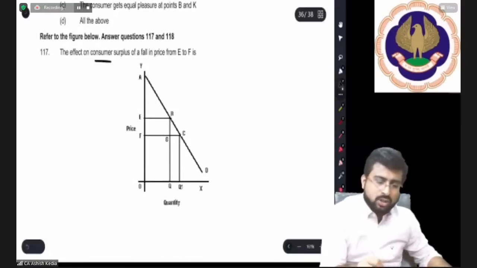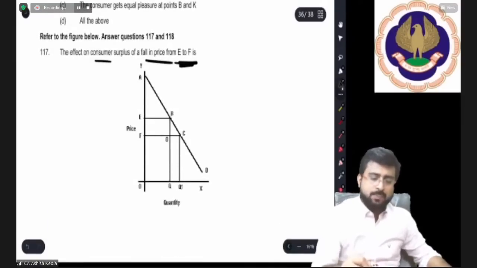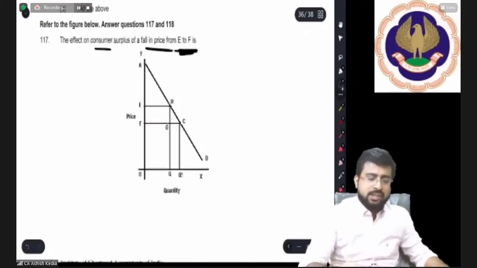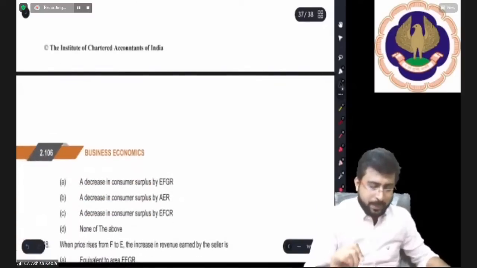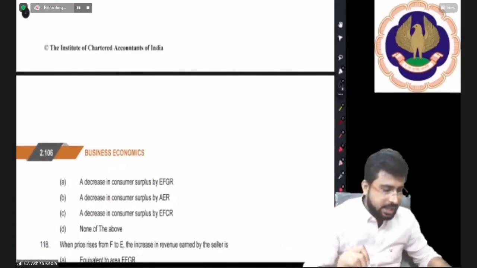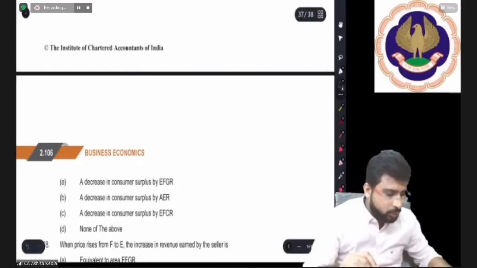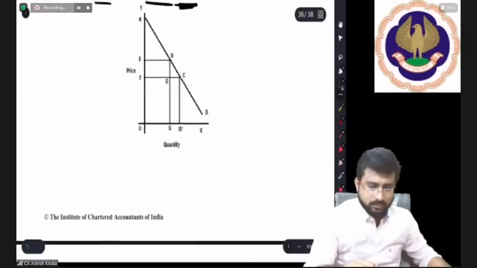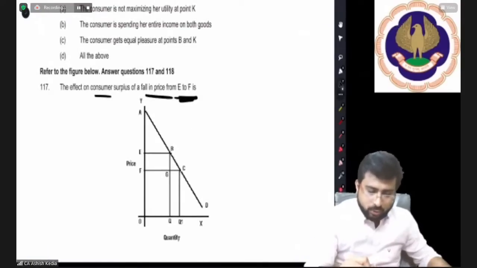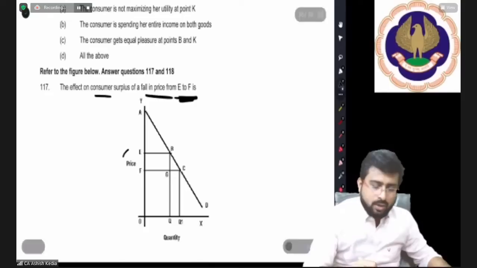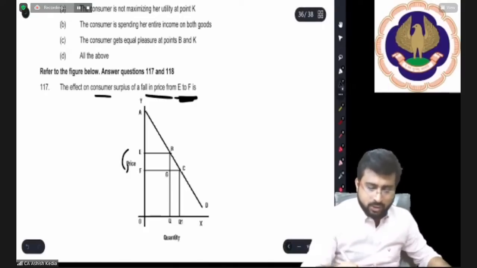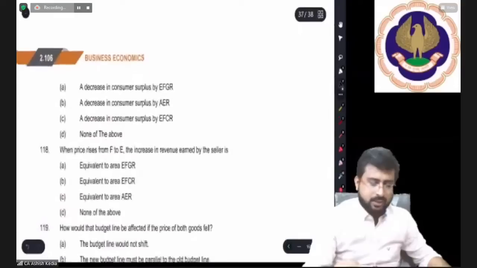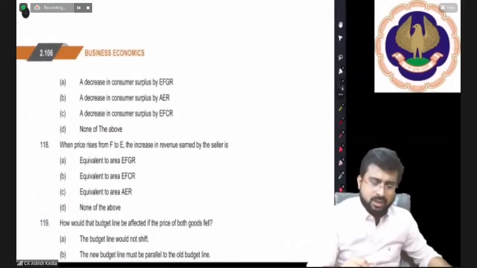The effect on consumer surplus of a fall in price from E to F. See, if price is falling, pay attention, everybody. What will be the impact is what we are judging here. Effect on consumer surplus of a fall in price from E to F. So this was demand, now this was demand. Now they're asking about a decrease in consumer surplus.